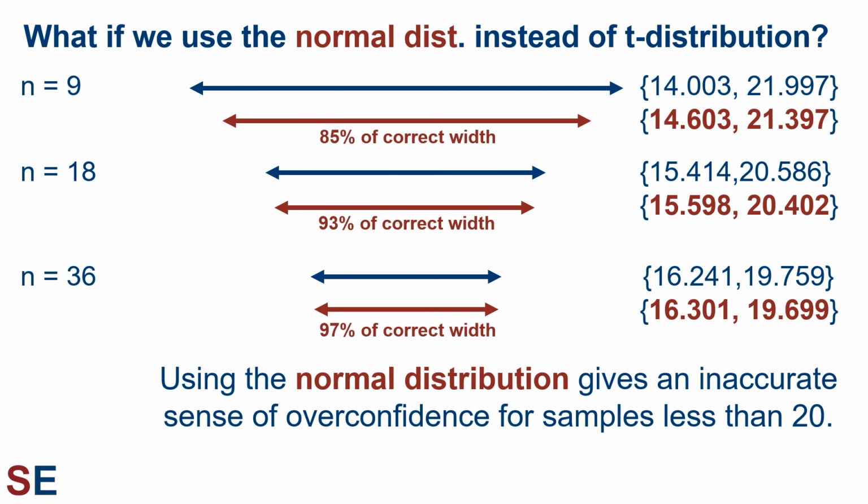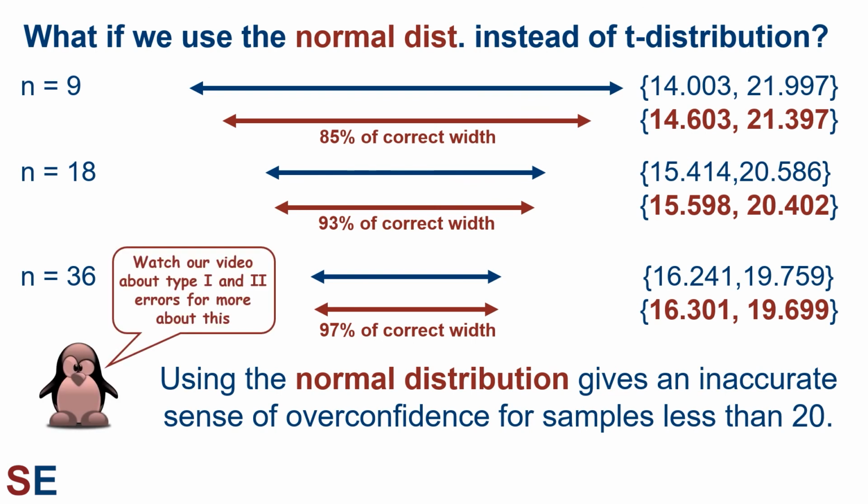If we use confidence intervals that are too narrow, then we increase our risk of thinking we know where the population mean is when we don't. We become more likely to think our population mean is in a certain range when it isn't. This is a form of statistical error where we're accepting or rejecting the null hypothesis incorrectly. See our video about type 1 and 2 errors for more about this. Since we want to avoid making the wrong conclusions whenever we can, it's best to always use the t-distribution instead of the normal distribution when calculating confidence intervals for all but the most gigantic datasets.